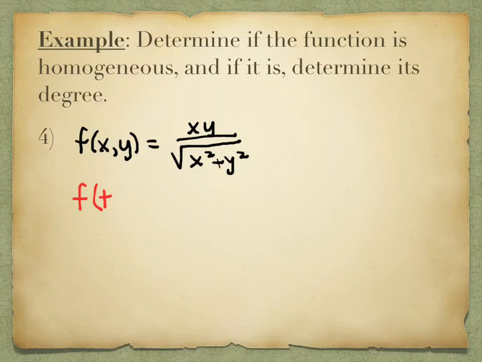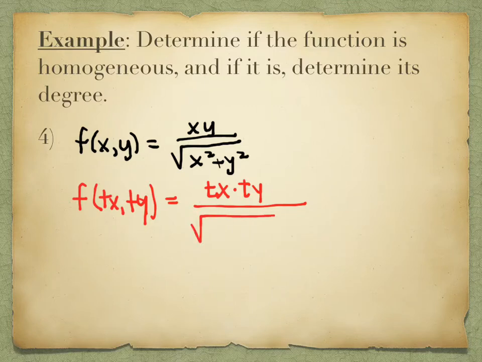All right, so we're going to plug in tx and ty for x and y. So I've got tx times ty. Whenever you're working with t as well, be careful they don't look like plus signs. Okay. Over the square root of tx quantity squared plus ty quantity squared. So far, so good?